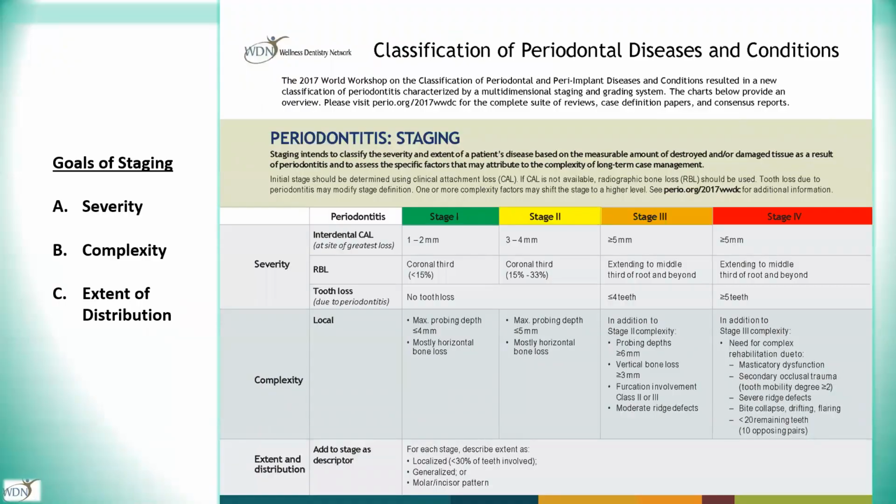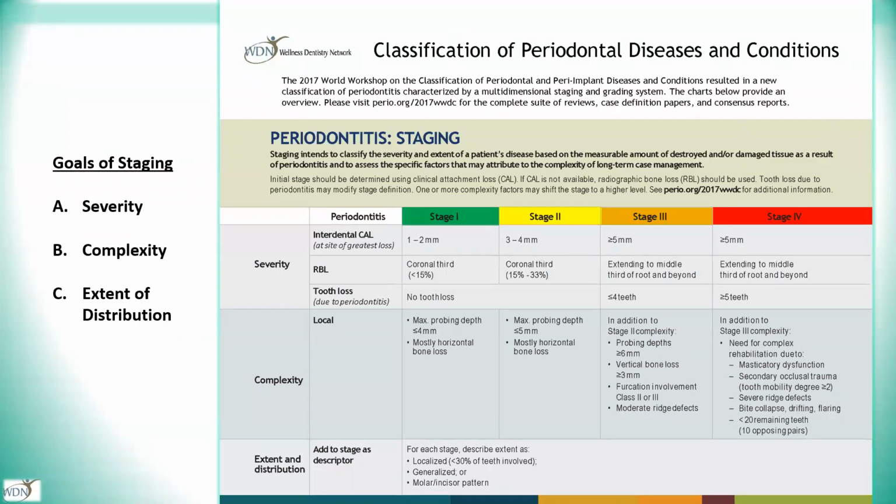So when we look at staging, this is the very first thing we're going to do when we have a diseased patient: we want to stage the disease. The term staging is used because it reminds us of oncology. When we have a cancer, they'll stage the cancer. Patients are used to hearing this language. And what it talks about is the severity.